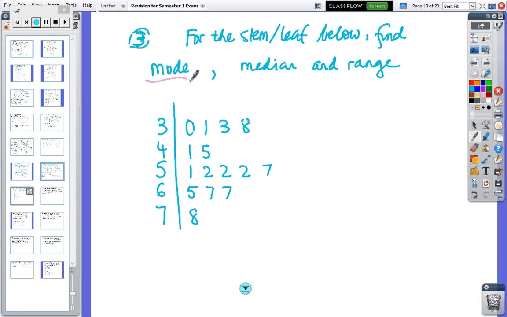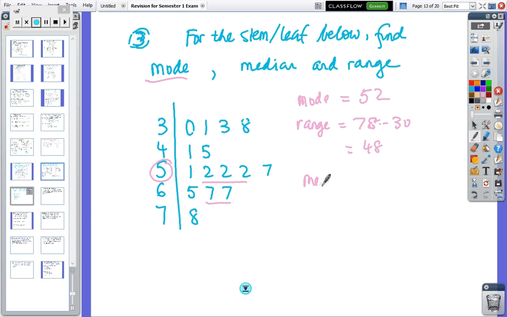The mode is the score that occurs the most. There's the most number, so the mode will be 52, not 2, because there's a stem. No other number occurs more than that; there's 2 there, but 3 beats that. I'll do the range next because that's pretty straightforward. The highest score is 78. The lowest score is 30, so the range is just 48.